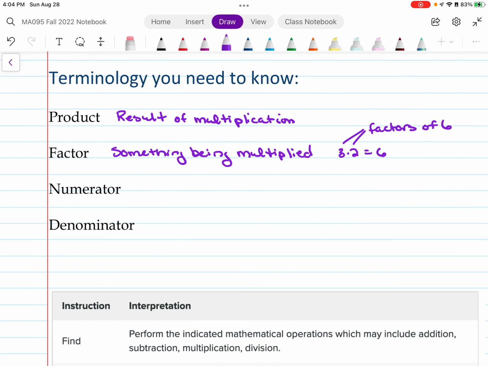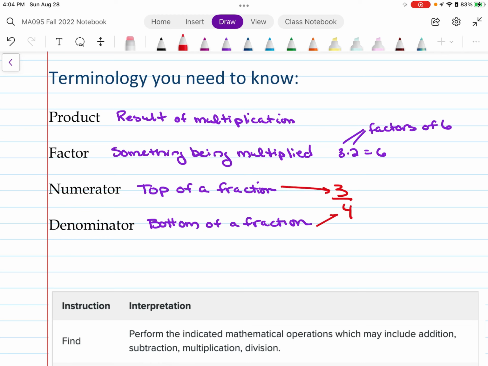A numerator is the top of a fraction. Top of a fraction. And the denominator is the bottom of the fraction. You need to know that off the top of your head. Okay, so if I had 3/4, this is the numerator, this is the denominator.